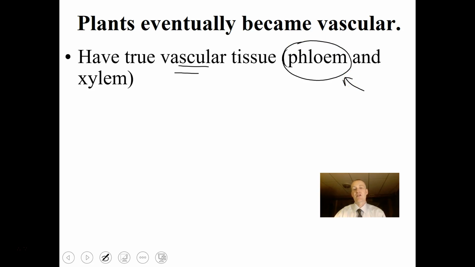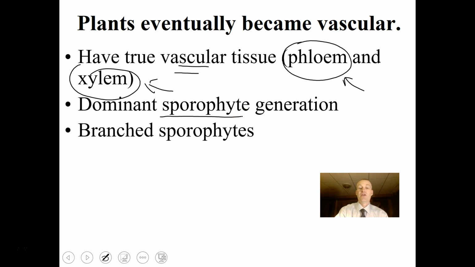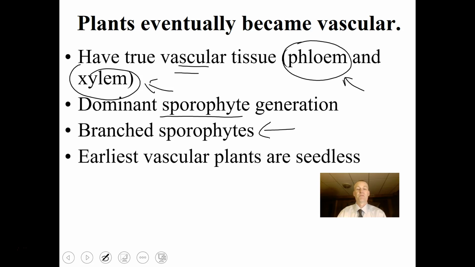Phloem, and you might as well go ahead and get to know this, phloem is going to be the vascular tissue that conducts sugar and some water that the sugar is suspended in. Xylem predominantly is going to carry water and minerals through the plant. So in these plants that became vascular, the sporophyte generation is going to be the dominant generation. They're going to have branched sporophytes. If you notice, the bryophytes just had a single non-branched sporophyte that came out of the gametophyte.